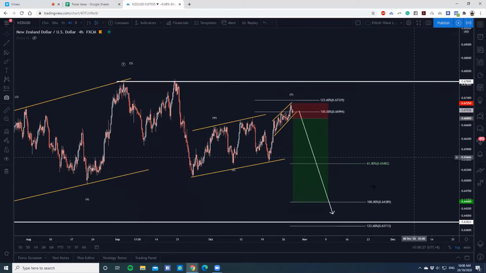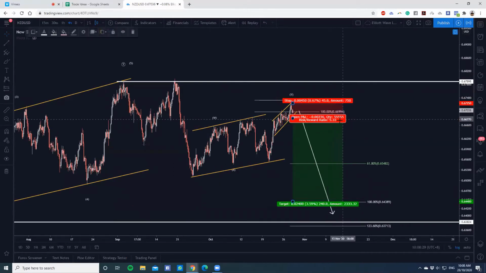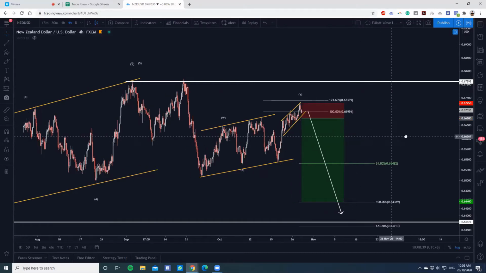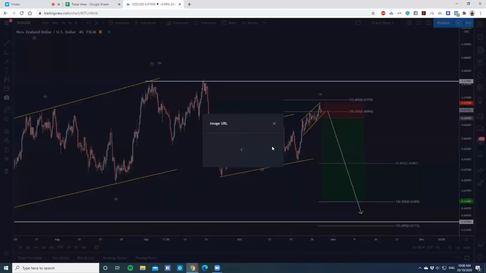So this is the current trade idea that you might want to update if you're following the New Zealand dollar. I'm gonna update that in the Excel so that you guys have a clearer picture of the details of this trade. Let me take a screenshot.